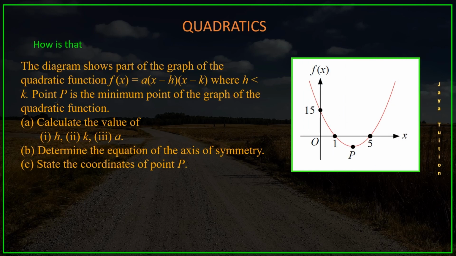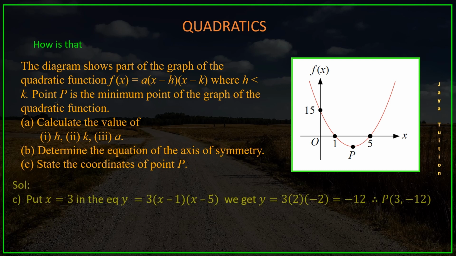To determine the coordinates of point P, we have already found out the value of x equal to 3 for the coordinate P. Put the value of x equal to 3 in the above equation and evaluate for y, you get the value of y to be negative 12. Hence the coordinates of the point P comes out to be (3, negative 12).